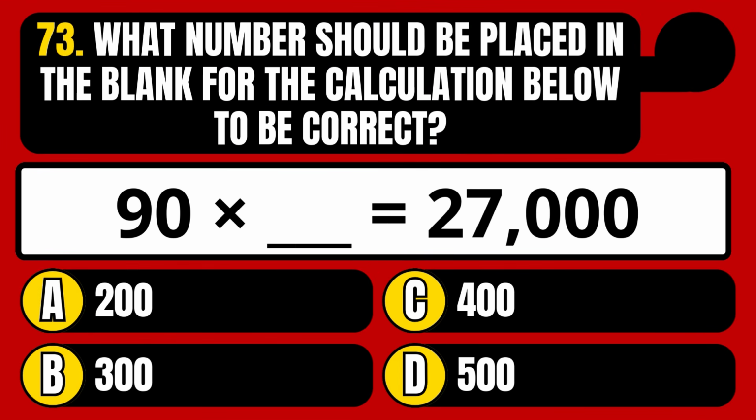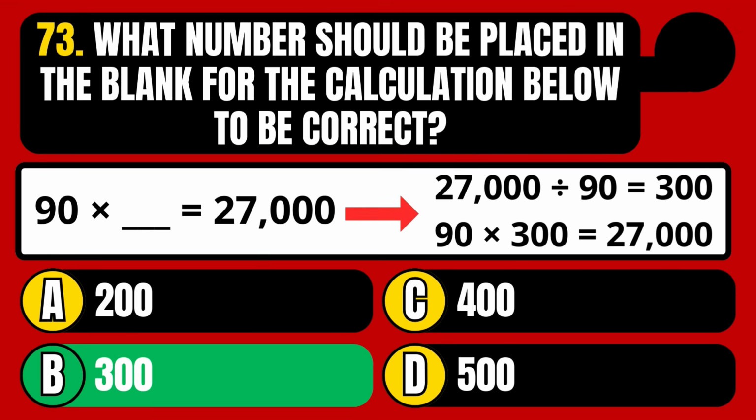What number should be placed in the blank for the calculation below to be correct? 200, 300, 400, or 500? The correct answer is option B, 300.